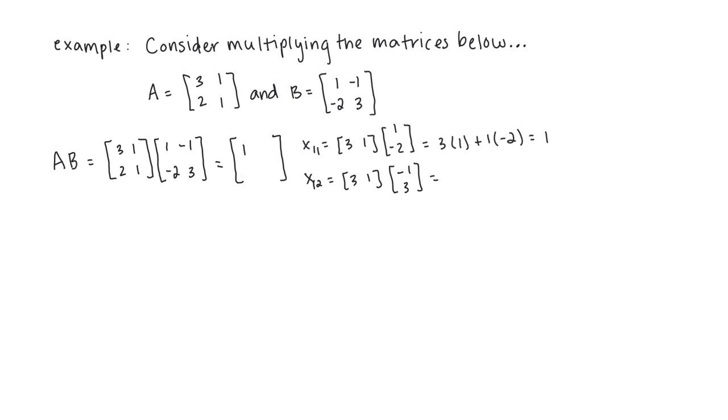My x12 entry, first row, second column, is going to be the first row of matrix A and the second column of matrix B. So that's 3 times negative 1 plus 1 times 3, which is 0. And I'll continue this process for the second row first column entry and the second row second column entry.